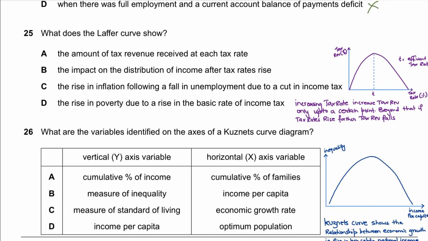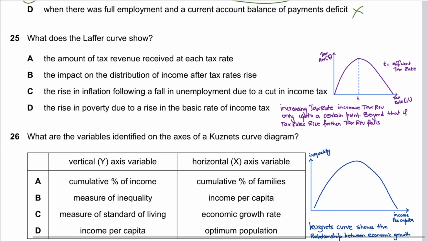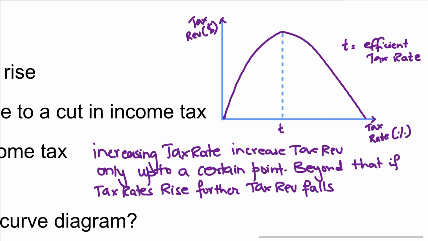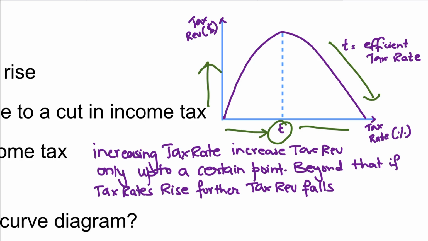Question number 25 says, what does a Laffer curve show? Laffer curve by Arthur Laffer. I already have a video, by the way, on the Laffer curve. It shows the relationship between tax rate and tax revenues. Arthur Laffer said that increasing the tax rate increases tax revenue, but only up to a certain point, and T is the efficient tax rate. Beyond that tax rate, if you further increase the tax rate, your tax revenue goes down. If you increase the tax rate below the efficient tax rate, tax revenue goes up. But after the efficient tax rate, if you increase the tax rate further, the tax revenue goes down.